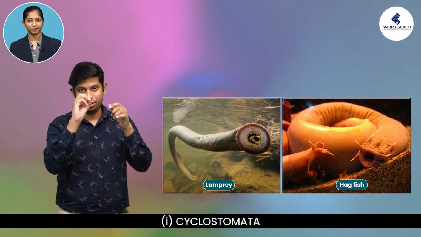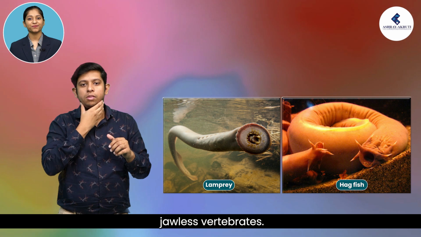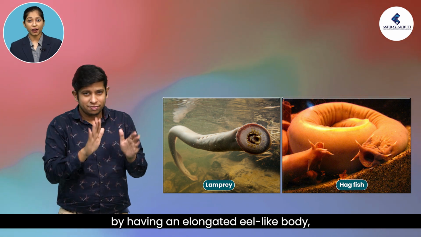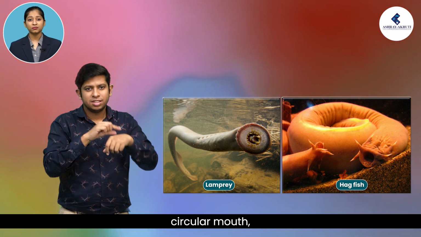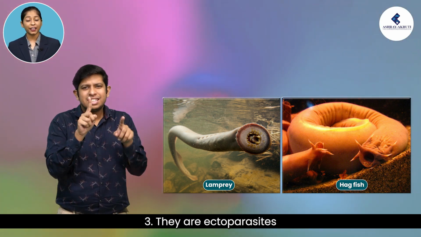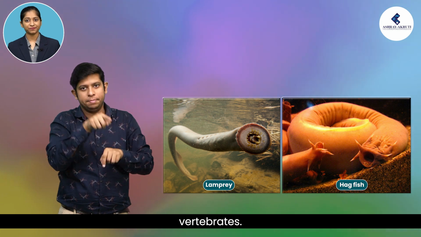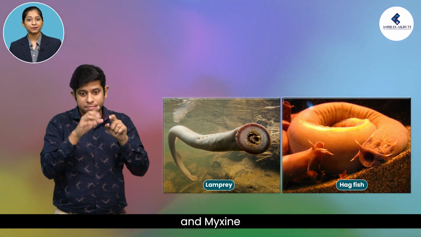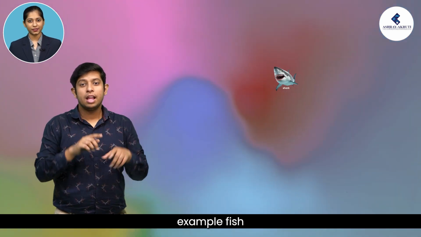Cyclostomata. Cyclostomes are jawless vertebrates. They are characterized by having an elongated eel-like body, circular mouth, slimy skin, and are scaleless. They are ectoparasites or borers of other vertebrates. Petromyzon or lamprey and Myxine or hagfish are examples.